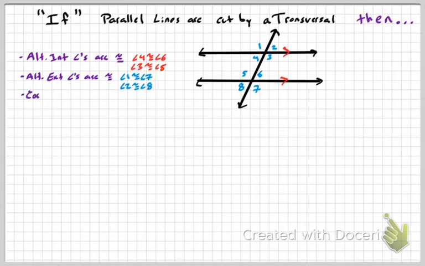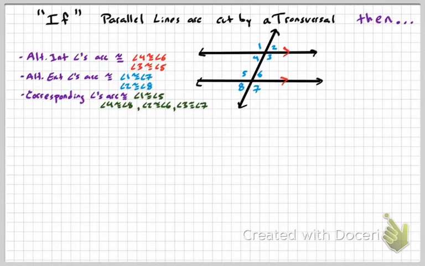Next one up. Corresponding angles, also congruent. You can see a theme here. So that means that we're going to have lots of these pairs. So 1's congruent to 5, 4 is congruent to 8, 2 is congruent to 6, and 3 is congruent to 7. So 3 out of the 4 of our pairs make congruent angle pairs if parallel lines are cut by a transversal.